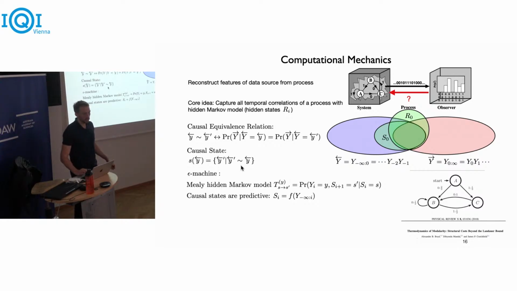regardless of how long the past is. Yeah. And what does Mealy mean, actually? Mealy, yes. Mealy is to distinguish it from Moore. So Mealy means that the hidden states produce outputs along transitions, as opposed to Moore, in which the outputs are basically a coarse graining of the hidden states.